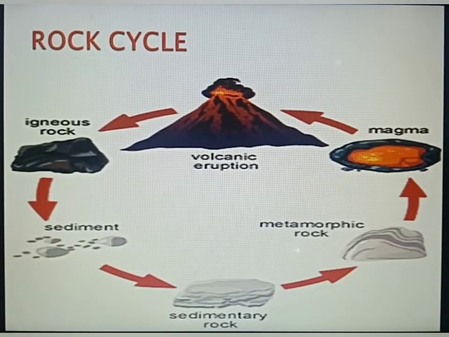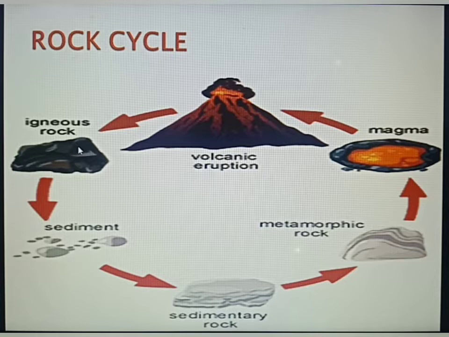Next is rock cycle. One type of rock changes to another type under certain conditions in a cyclic manner, like a water cycle. We learned that when the molten magma cools, it solidifies to become igneous rocks. These igneous rocks are broken down into small particles called sediments, and these sediments are transported and deposited to form sedimentary rocks.